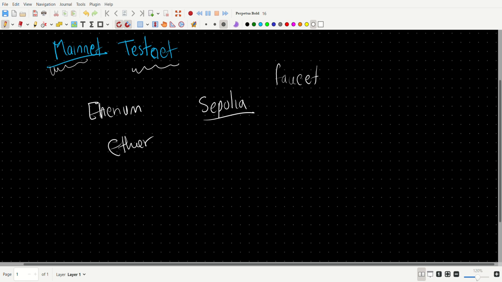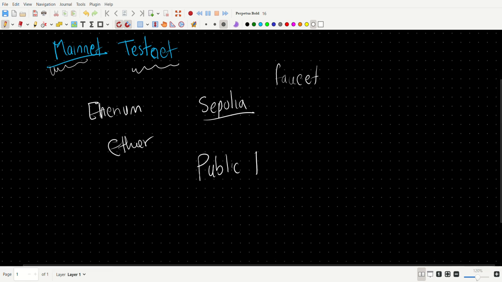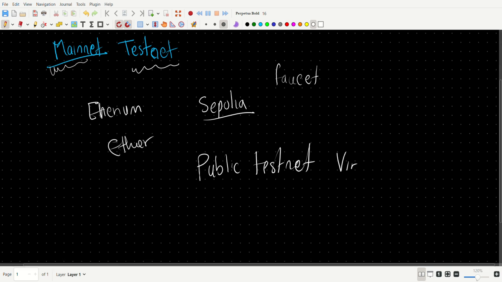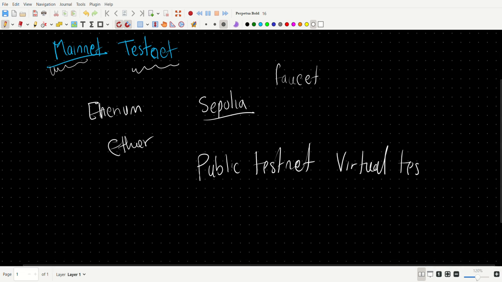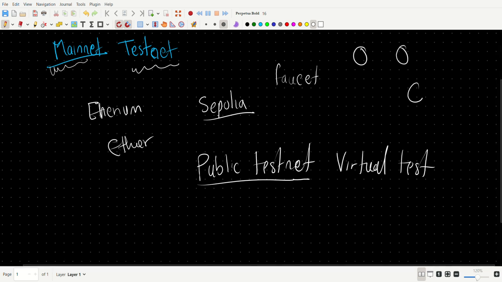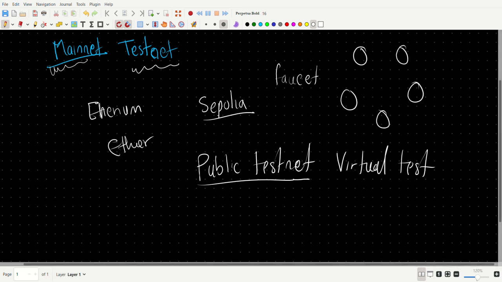Now for testnets, you have basically two types: the public testnet, and the virtual testnet. The public testnet, for instance Sepolia, is a public testnet. It's the same conditions as the normal mainnet, where you have nodes running it. So it's just the same system. Obviously, there's no real money involved because it is a testnet.